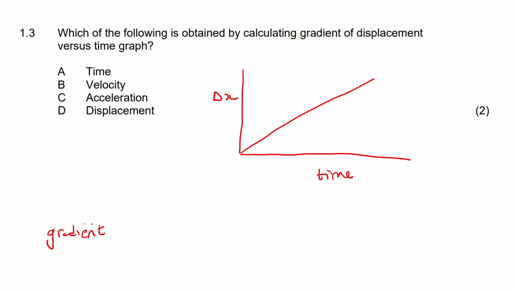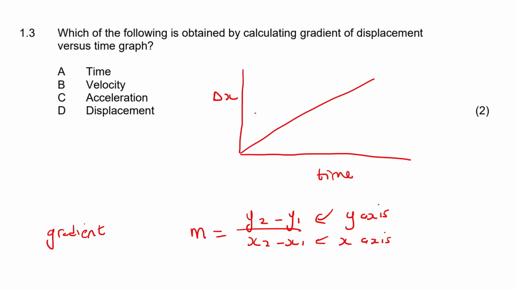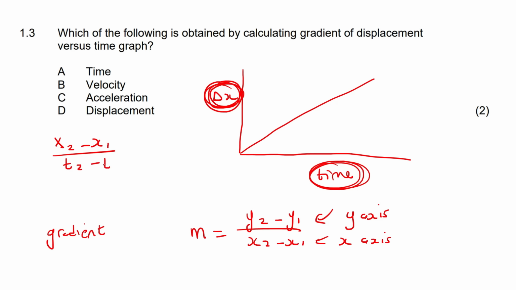Let's go back to maths quickly. How do you calculate gradient? It's always the y over the x. What it actually means is the y-axis and the x-axis. So what is the y-axis in our example? Well, now it's displacement. And what is the x-axis? Time. Okay, so what would happen if you have the change in displacement over the change in time? So you might even think of it as that.